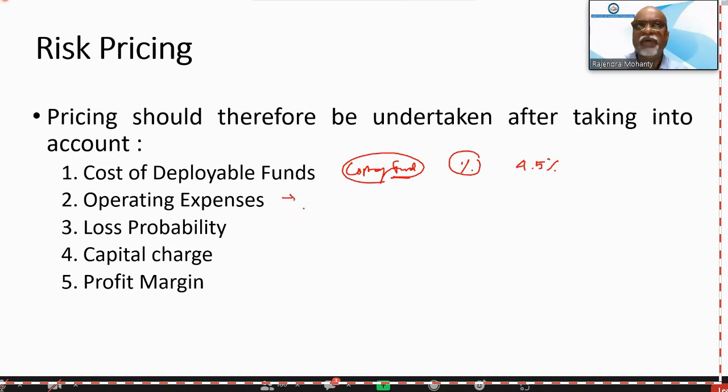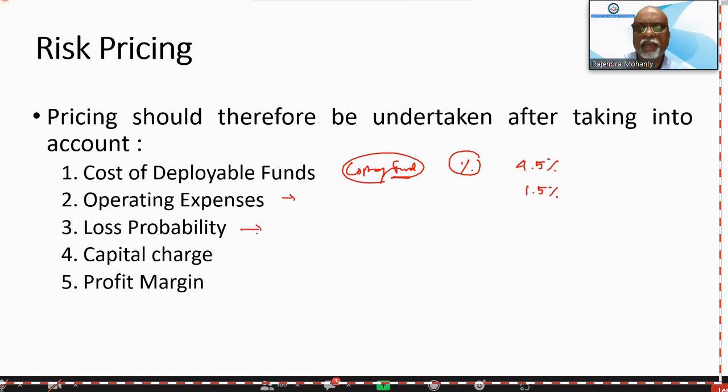Now, next one is operating expenses. Operating expenses means all the expenses incurred by the bank for operation, like staff salary, rent, taxes, electricity, water, repairing, maintenance, everything. This has to be what is the operating expense you have spent for that year divided by how much it has done. So we can factorize that into percentage, and say it comes out to 1.5%.